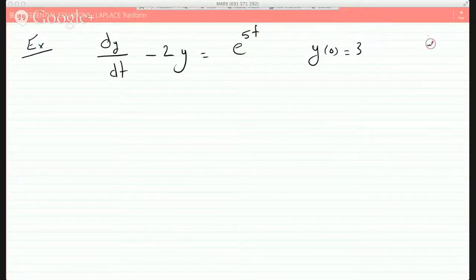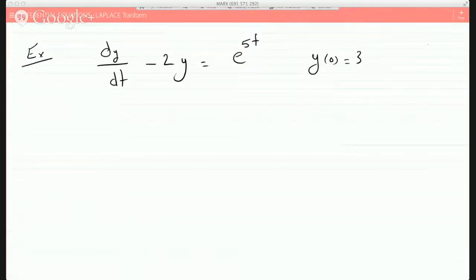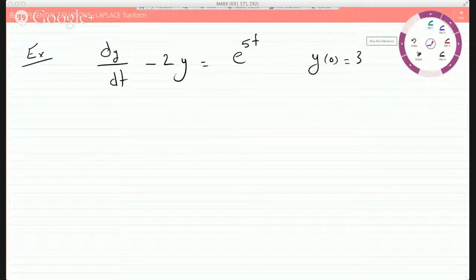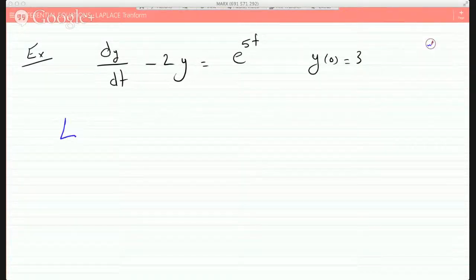Right? First order non-homogeneous differential equation. And we're going to use Laplace to show you how to solve this. So watch the steps. It's very simple. You start by taking the Laplace on both sides of the equation. So you take the Laplace.